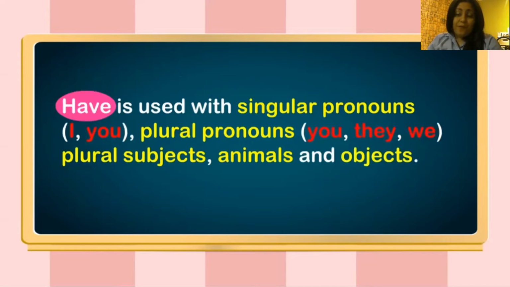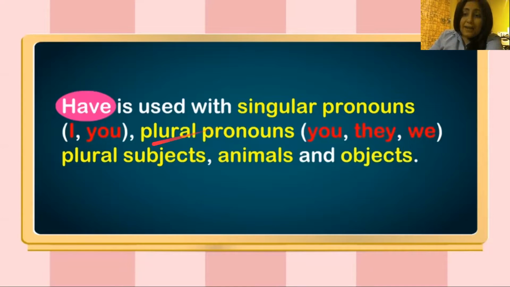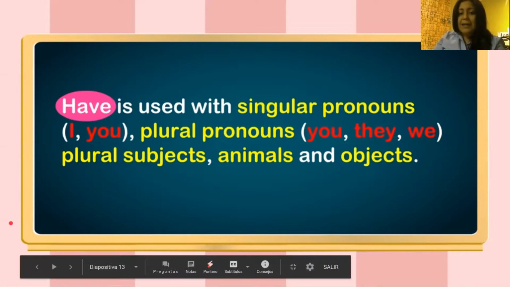Okay, have is used with the singular pronouns I and you, and plural pronouns you, they, we. Also plural subjects, animals, and objects. We use have with singular pronouns I, you, plural pronouns you, they, we, plural subjects, animals, and objects.